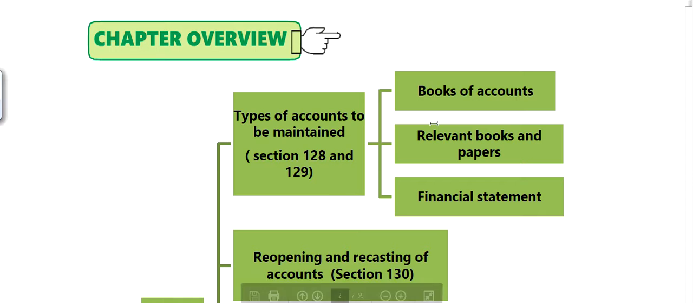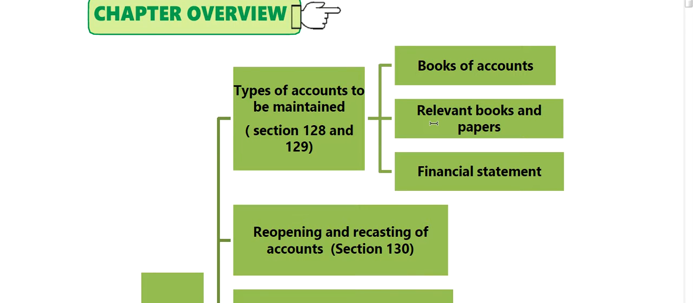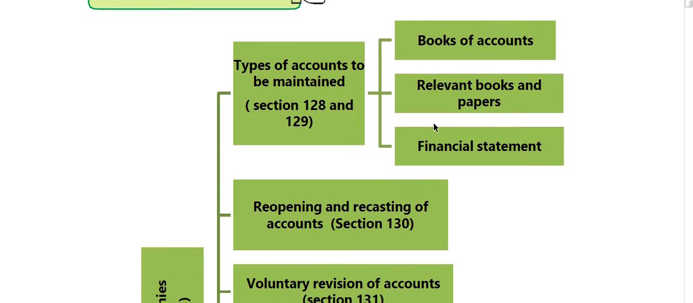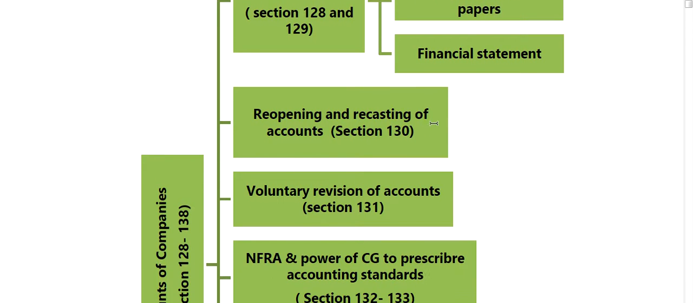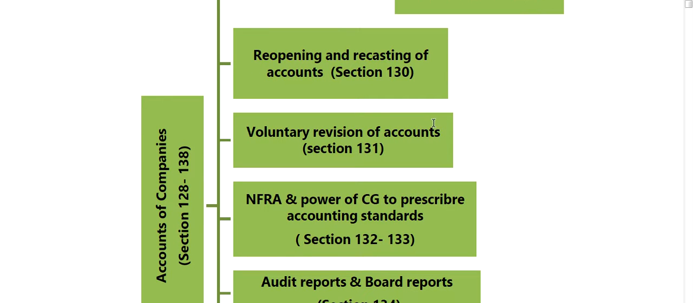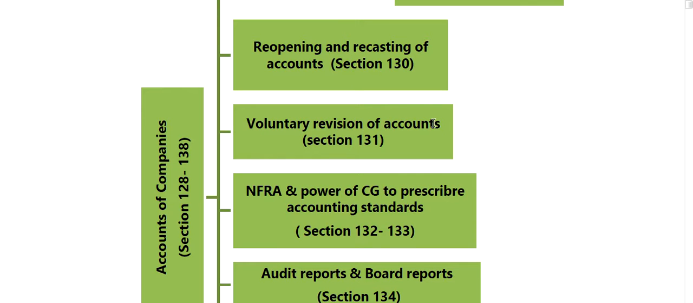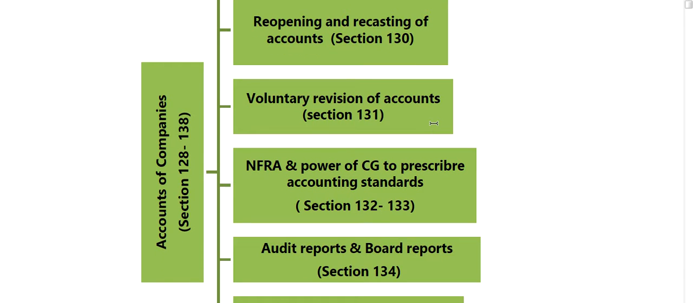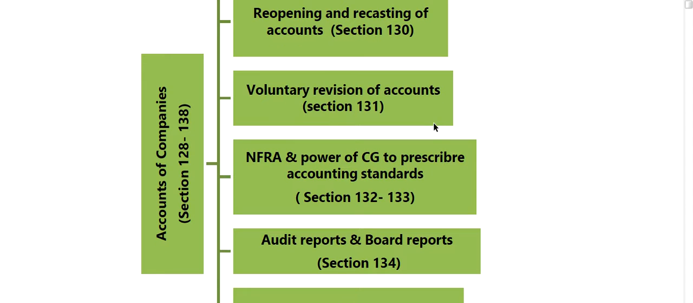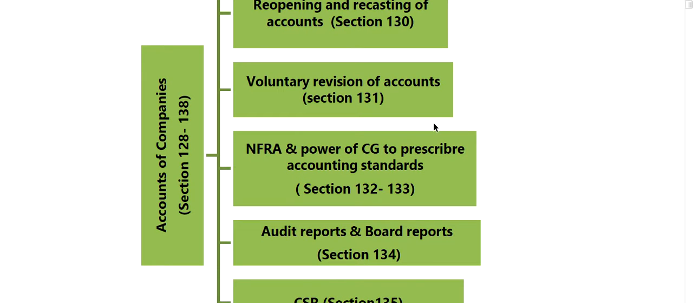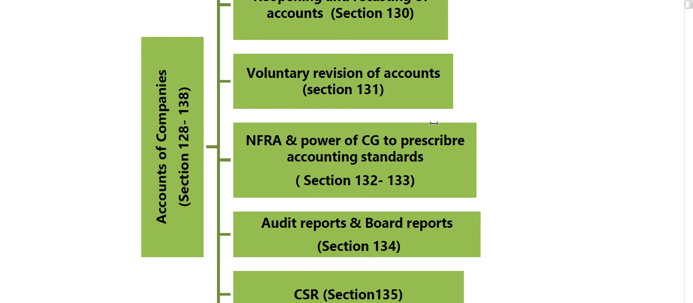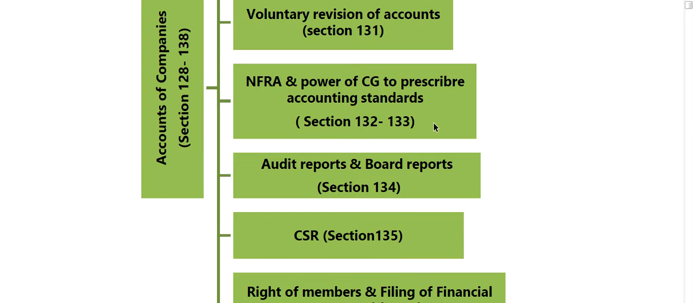It starts with section 128 and 129, the types of accounts to be maintained, that is the books of account, relevant books, papers, and financial statement. Section 129 is the financial statement. Section 130 is reopening and recasting of accounts, in case of any errors or in order to change, they will reopen. If there is any revision of accounts voluntarily, section 131. Sections 130 to 133 cover NFRA and power of the Central Government, and accounting standards.